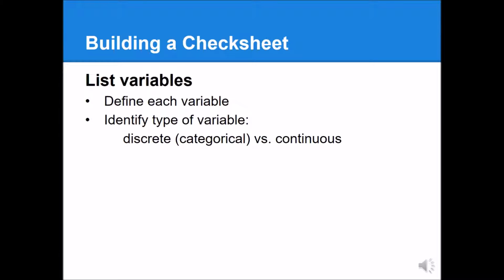Let's go back to the beginning and talk about how to build a check sheet from scratch. The first step is to list your variables. And when you list your variables, you want to define each variable as specifically as possible so that there's no confusion about how to count or what to count. Then you need to identify what type of variable each one is, either discrete or categorical versus continuous.